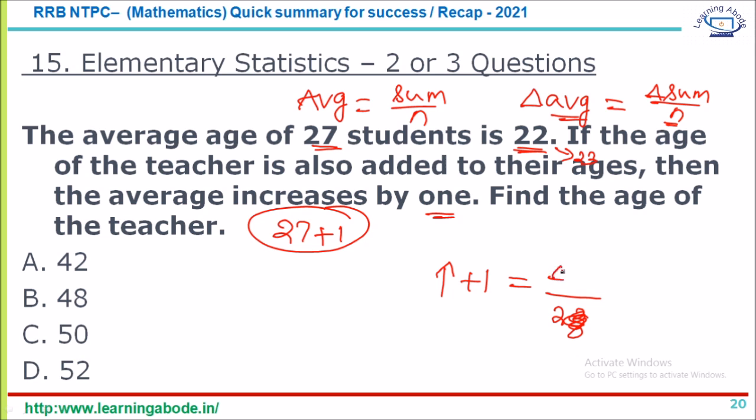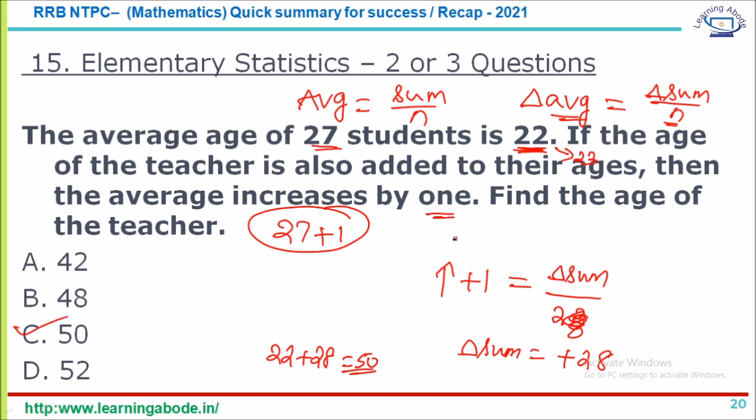Okay, so what is the change in sum? The change in sum is 28 plus 28. Okay, so the present average is 22. Now 22 plus 28, 50 is the age of the teacher.